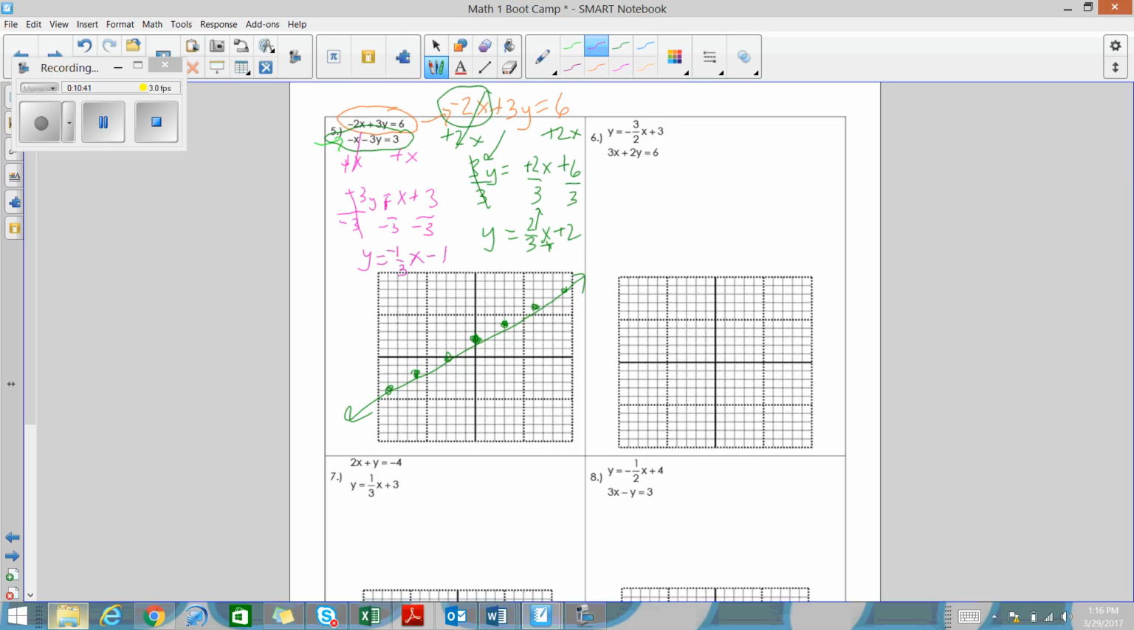So this is our b, negative 1. So we're going to start down 1 from the origin. And our slope, negative 1 over 3, means down 1, right 3. So down 1, right 3. Down 1, right 3.